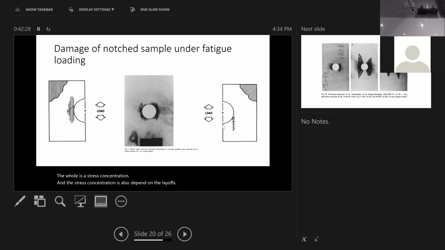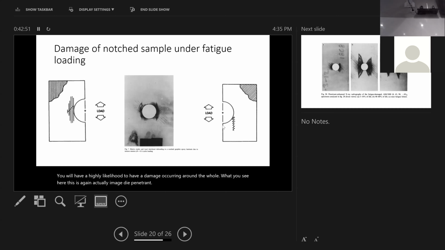So this is what happens. The stress concentration attracts damage too. When you have a notch sample put under fatigue loading, you have a high likelihood of damage occurring around the hole. What you see here is again an X-ray image, a dye penetrant X-ray image.